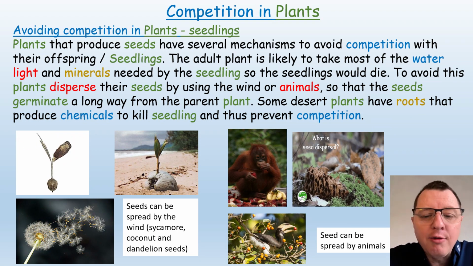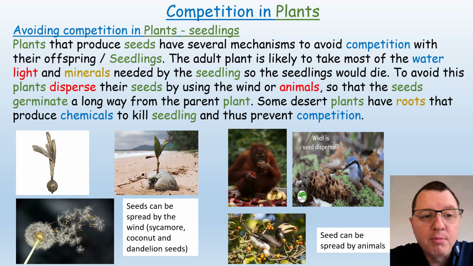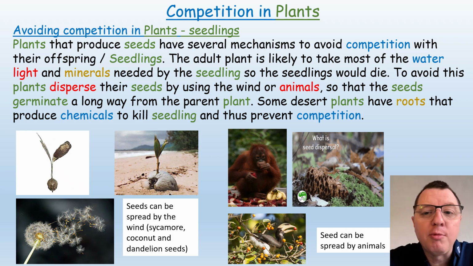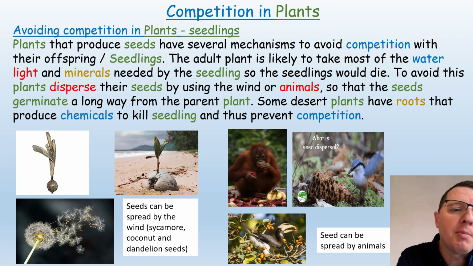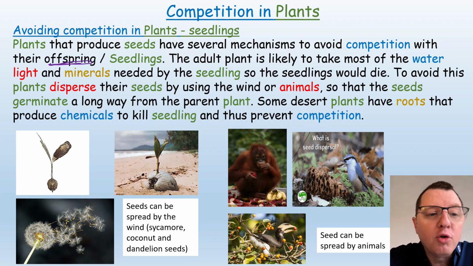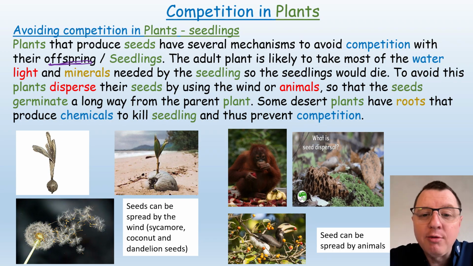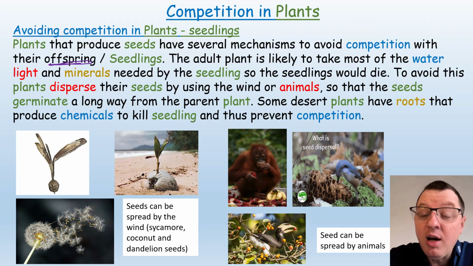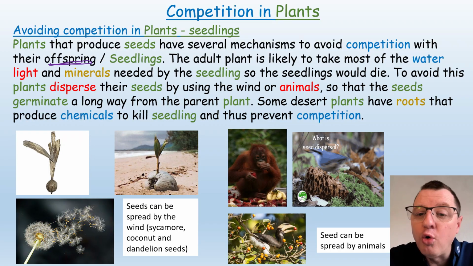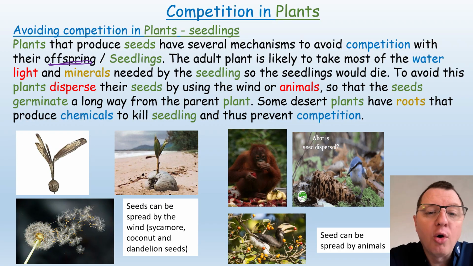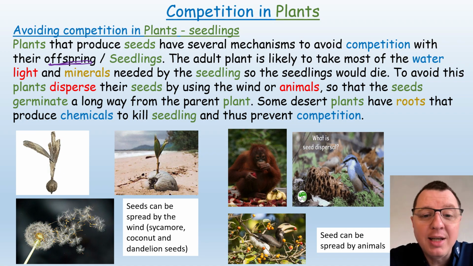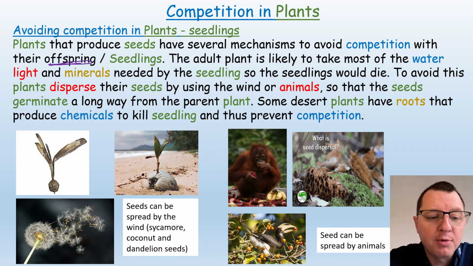So plants do have a number of different ways to try and avoid this competition. For example, plants that produce seeds have several mechanisms to avoid competition between the parent and the offspring. The adult plant is likely to take most of the water, light and minerals needed by the seedling, so the seedling would die. To avoid this, plants disperse their seeds by using wind or animals so that seeds germinate a long way from the parent plant. Some desert plants have roots that produce chemicals to kill seedlings and again prevent the competition.